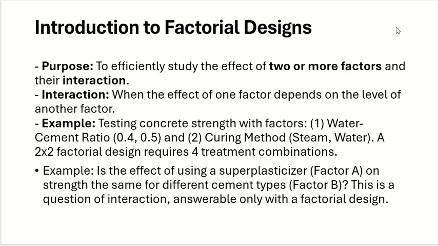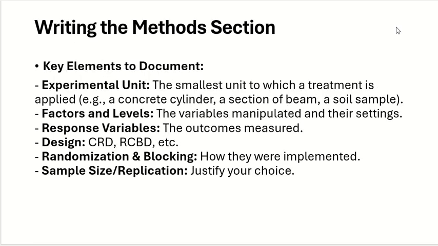So the question of interaction is answerable only when you consider the factorial design. The main thing we are focusing on in the factorial design is the interactive effect. The previous two methods can give you the effect of one thing or the effect of the other thing, but for interaction, you have to look at the factorial design.